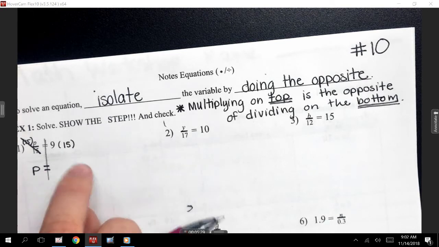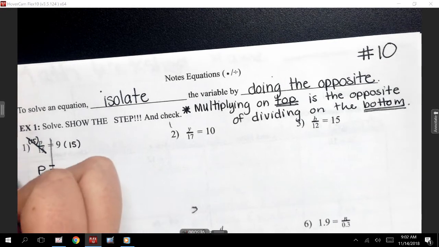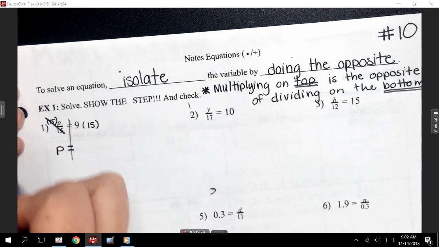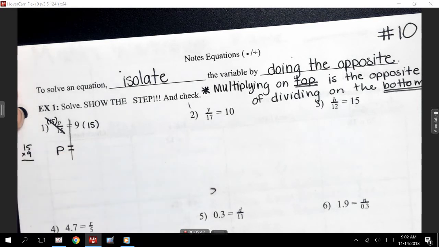Okay. All right, so guys, I need to do 9 times 15. Some of us can do it in our heads. Some of us might not be able to. All right, I'm going to go over to the side and do 9 times 15, so 15 times 9. This isn't part of my problem. This is just scratch work, for when I can't multiply it in my head.